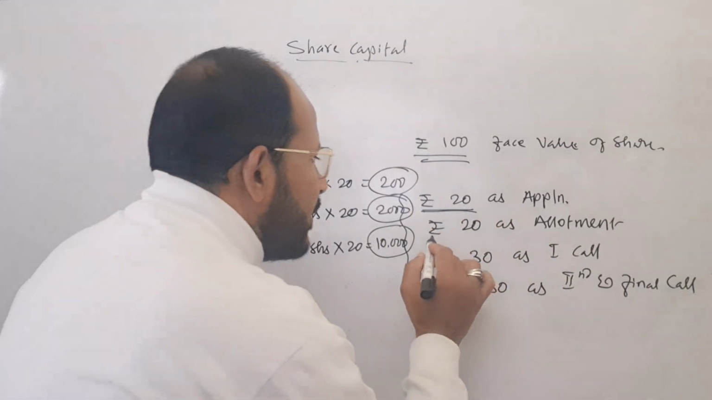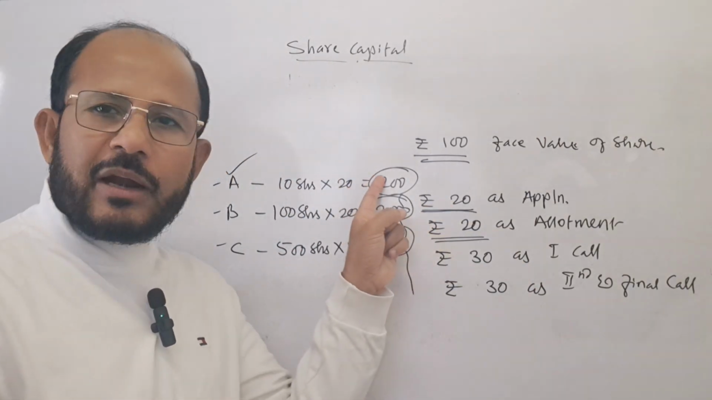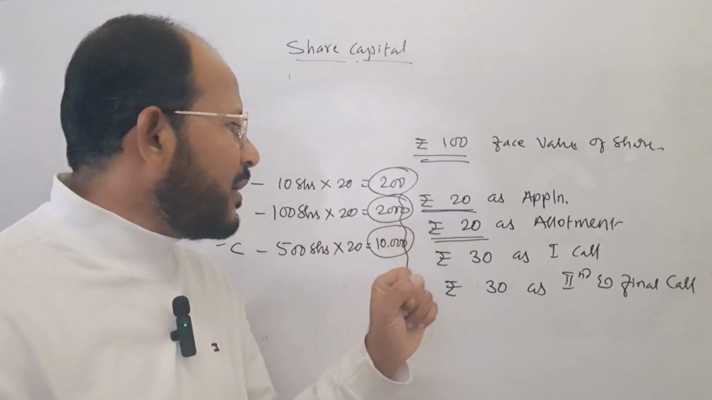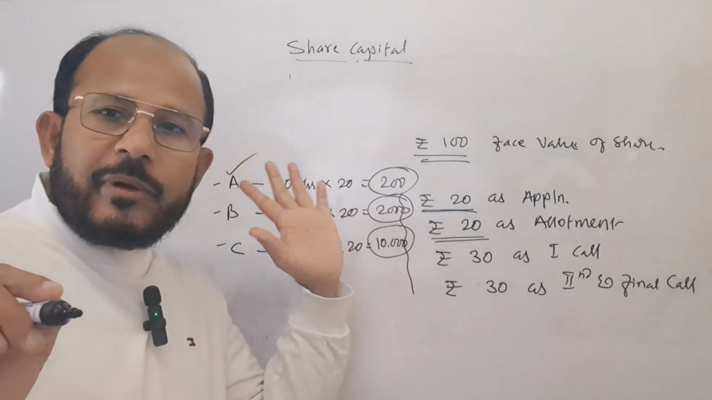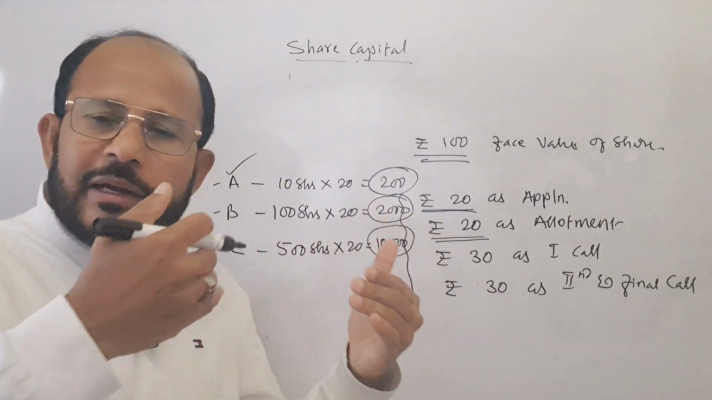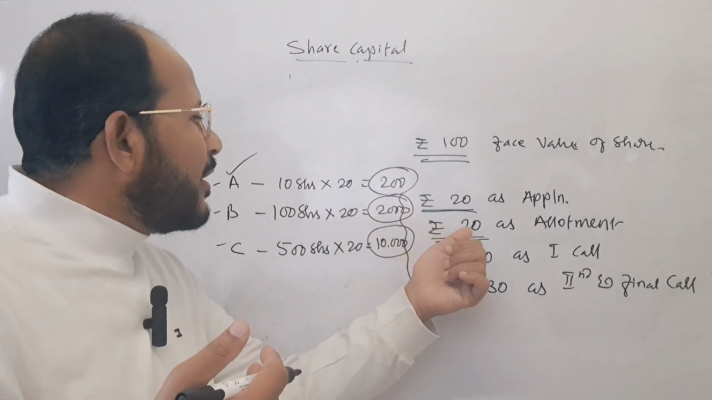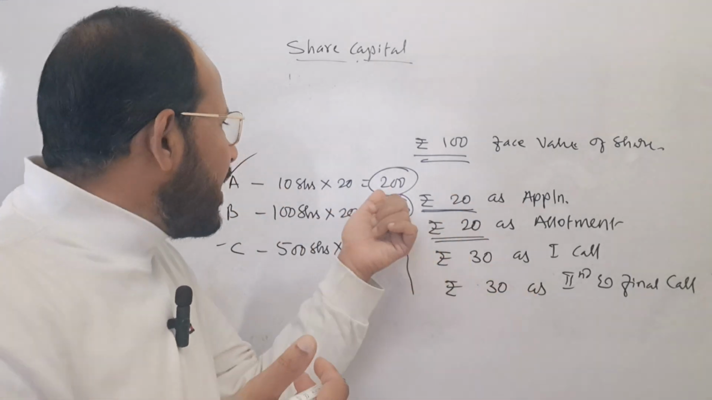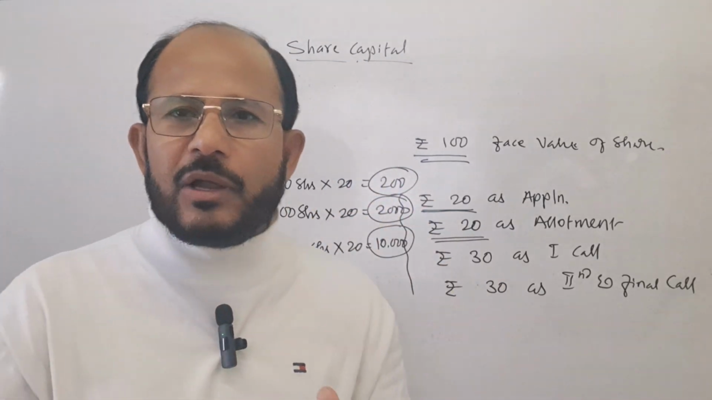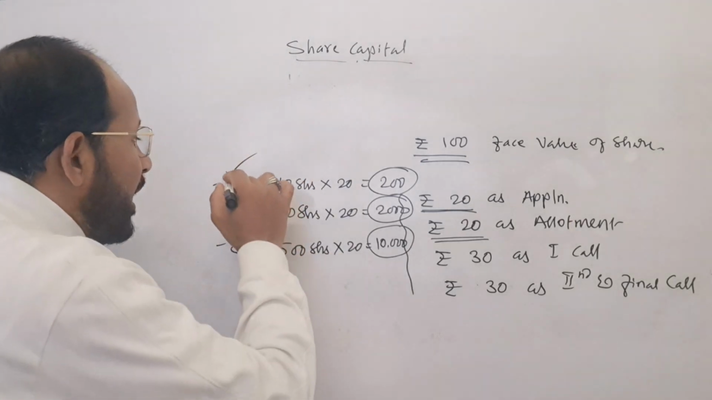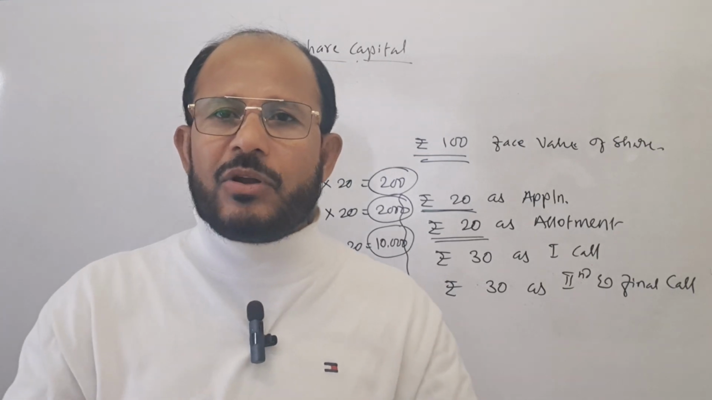Now you see, next installment he needs to pay. The first installment he had already paid at the time of application. Next one is rupees 20 he needs to pay after the allotment. When he gets the allotment letter from the company, Mr. A will send rupees how much? Again 20 per share. Again it comes to rupees how much? 200. He is required to send it to the company as allotment money. Now Mr. A is called a shareholder of the company because shares are allotted to Mr. A.